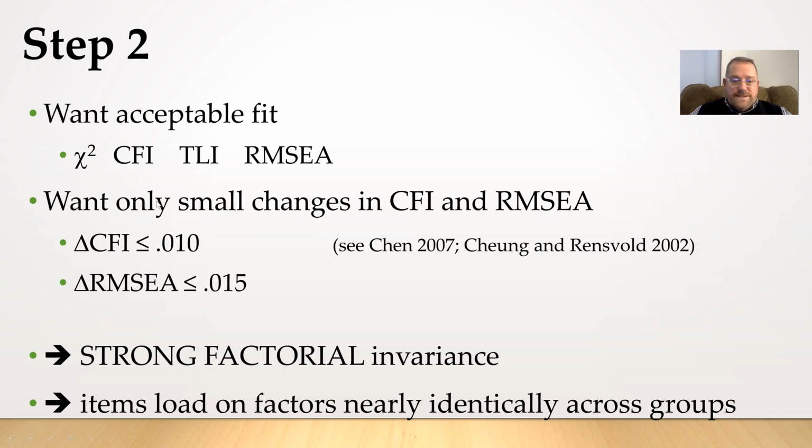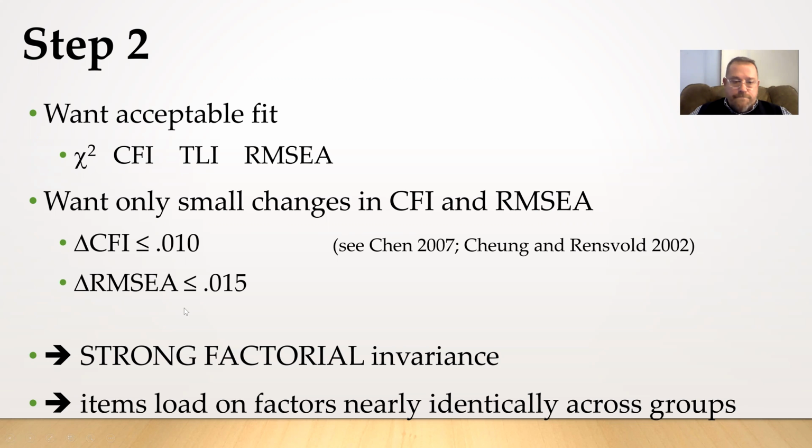You might wonder, that seems arbitrary. Where did these numbers come from? I've given you 2 citations, Chen and Chung and Rensvold. Both of these labs ran simulation studies, Monte Carlo studies, to try and identify appropriate cut scores to flag potential meaningful decreases in fit. So that's where these came from.